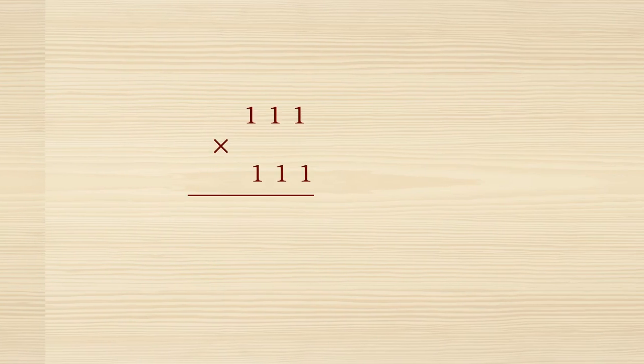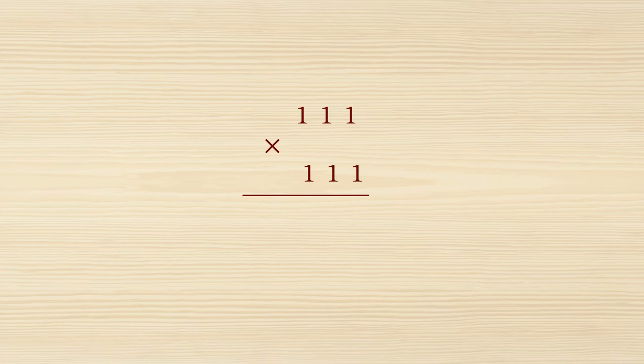So the next one is 111 multiplied by 111. So 1 multiplied by 111 is 111. Then the next number, 1 times 111 is equal to 111. Then the next number is 1 times 111, which is 111. So we add: we have 1 plus an empty space, which is equal to 1. Then we have 1 plus 1 is 10, so we put 0 and we carry 1.